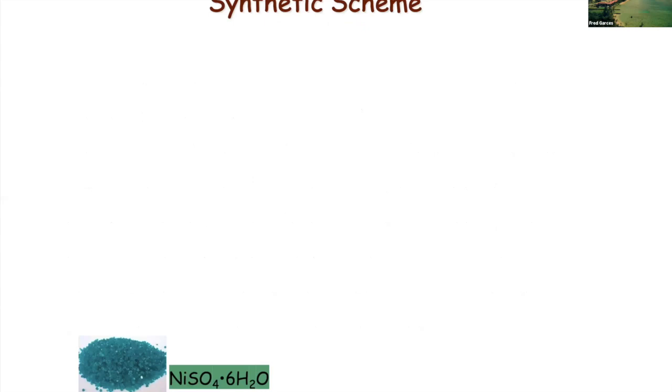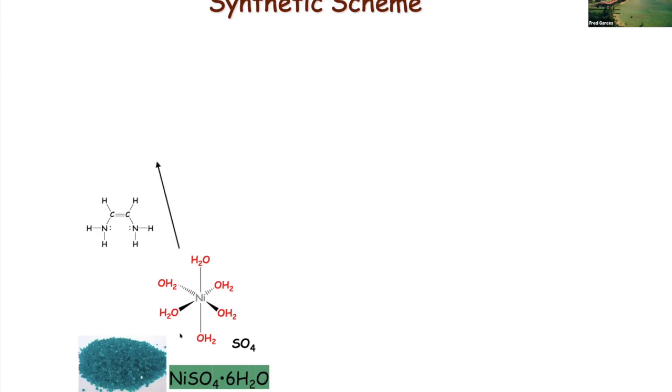Okay, so this is the synthetic scheme. You guys will take this, which is a green solid. It's a nice green crystalline solid. This is the formula, nickel sulfate hexahydrate. And then you're going to add this chemical.